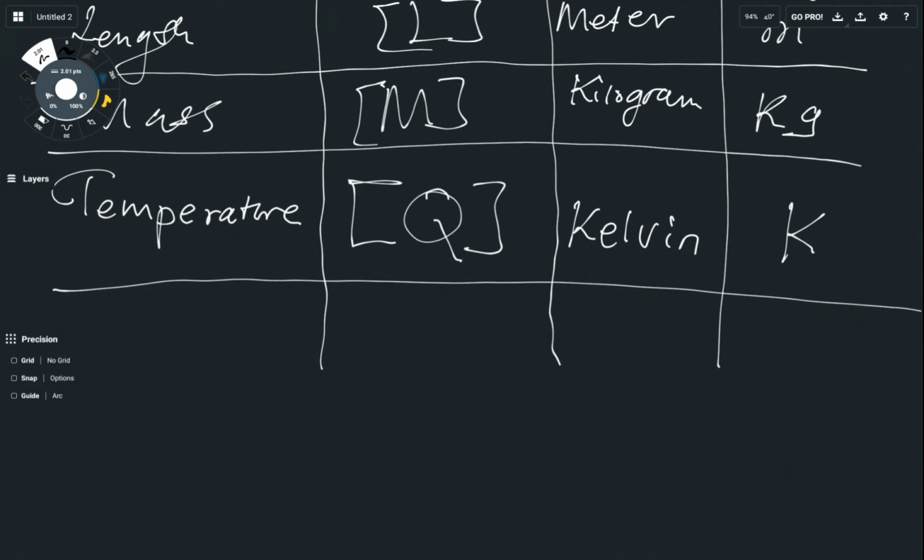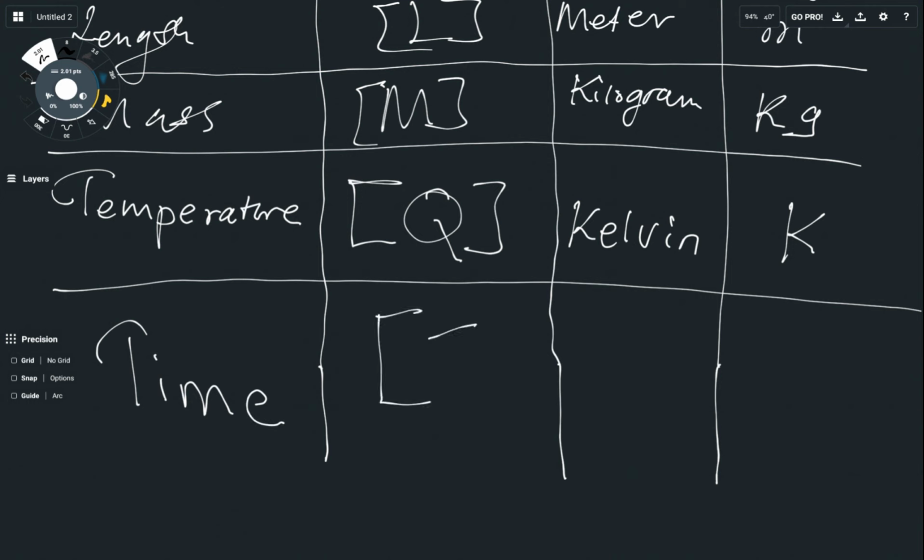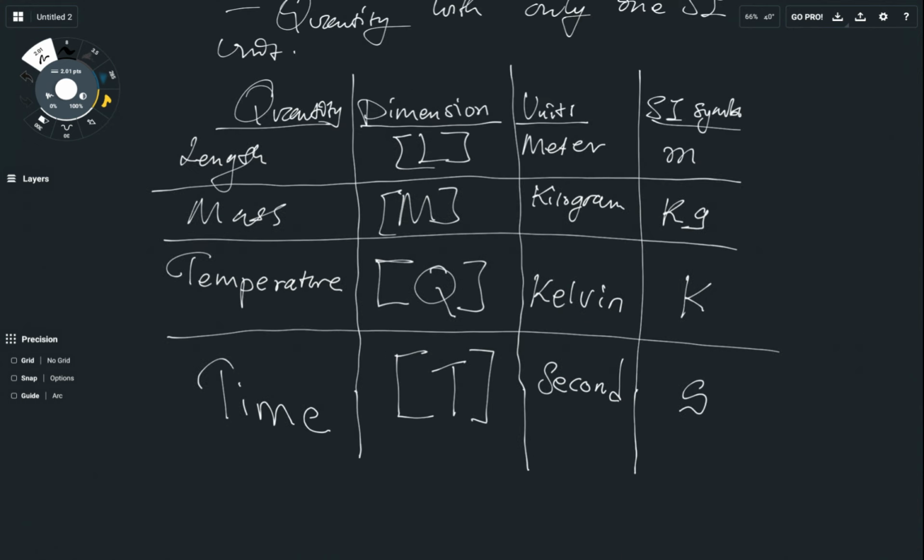Then the last basic quantity we were going to look at is time. Time has the dimensions of a capital T. We know the units are actually seconds. This one is a no-brainer. The symbol is s.